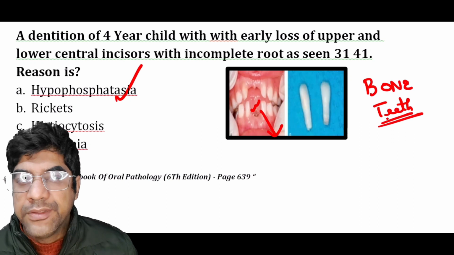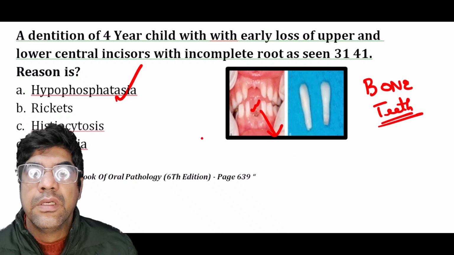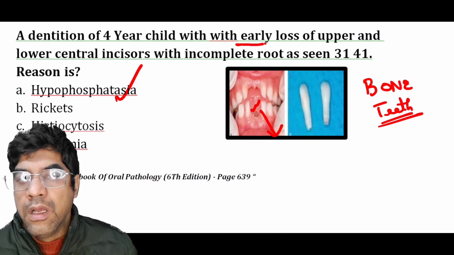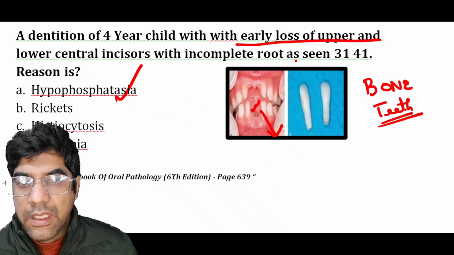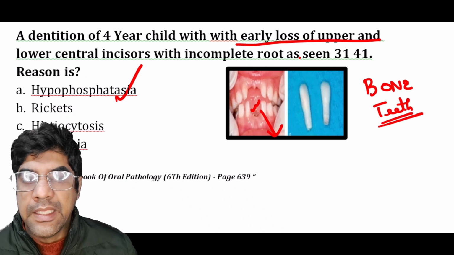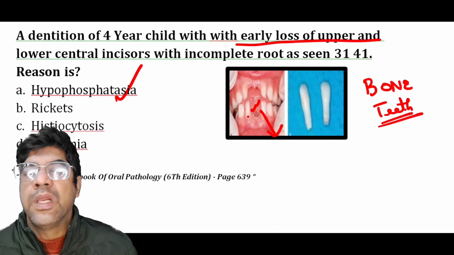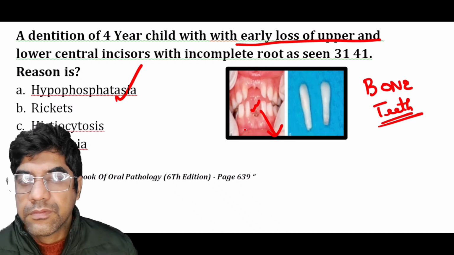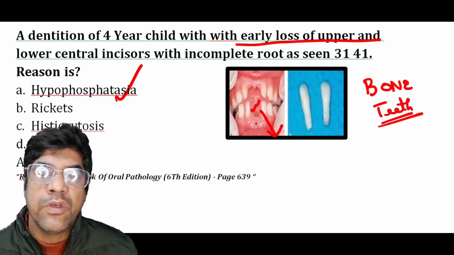So in the context of oral manifestation, hypophosphatasia can cause premature loss of the deciduous teeth, especially the incisors. The teeth may have incomplete root formation, and there can be other dental abnormalities like large pulp chambers. So your answer would be hypophosphatasia.